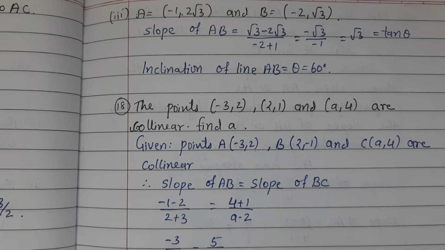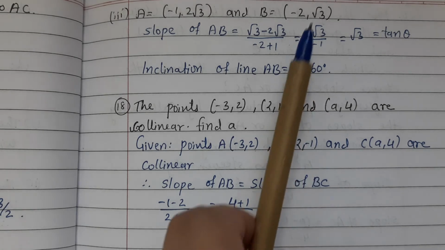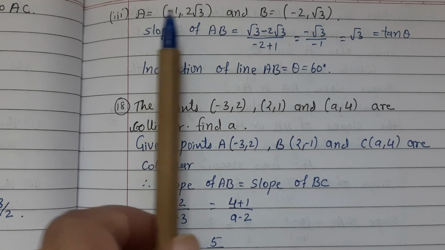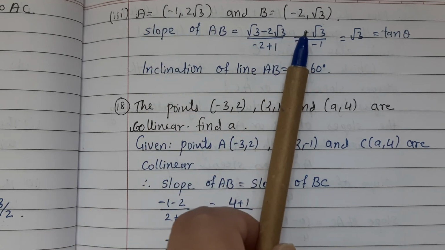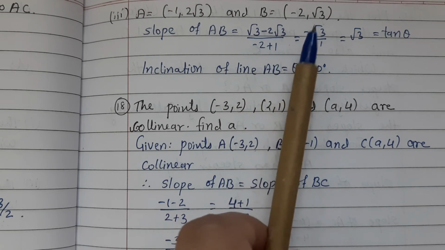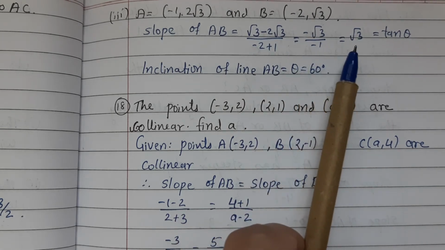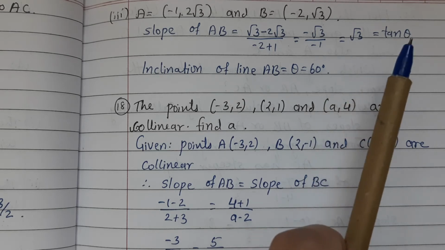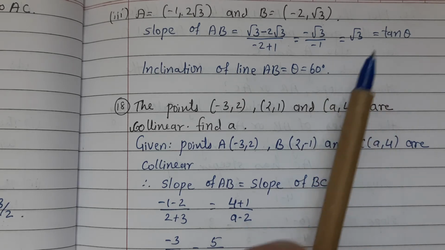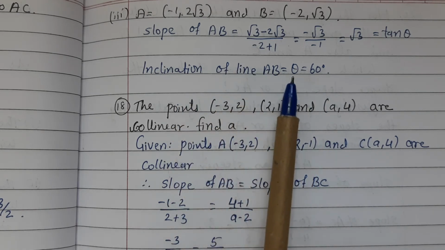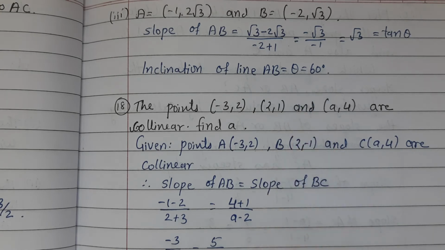Third part, A equals (-1, root 3) and B equals (-2, 2 root 3). Slope of AB equals (root 3 - 2 root 3) upon (-2 + 1) equals -1 root 3 upon -1 equals root 3 equals tan theta. Tan theta equals root 3, theta equals 60 degrees. Inclination of line AB equals theta equals 60 degrees.